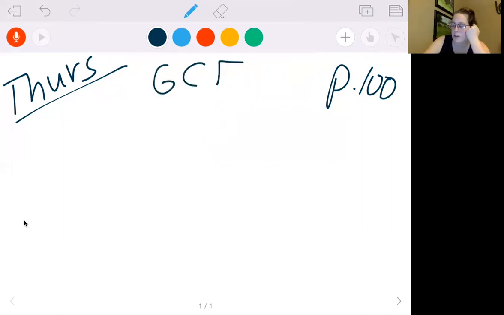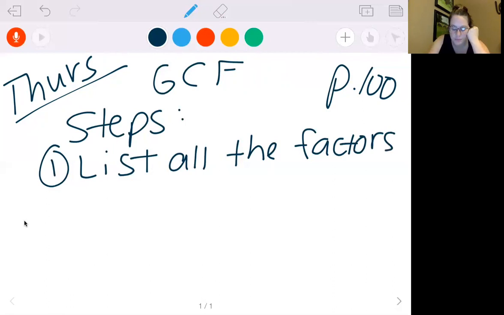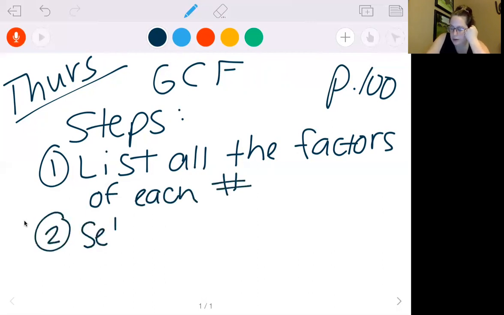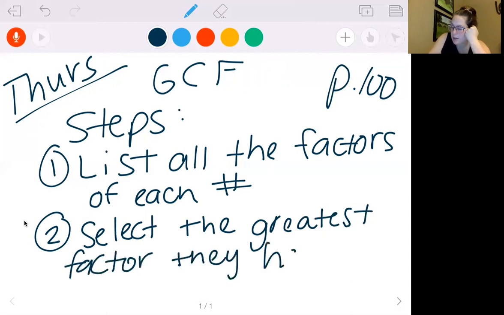First off, it's called GCF, greatest common factor. So here are your steps to find the GCF. Number one, list all the factors of each number. And step two, select the greatest factor they have in common.